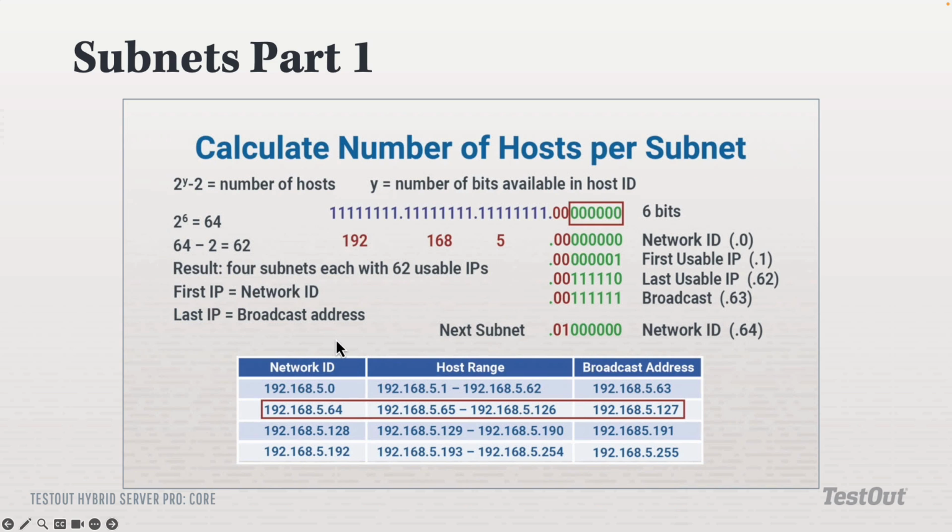If you want to calculate the actual number of hosts per subnet, it is 2^y minus 2, okay? Y is the number of bits that are available in the host ID. So if we look at our last example, we had 6 bits. So 2 to the 6th power is 64. I guess you guys can't see that. So 2^y minus 2, where y is the number of bits that are left after we borrowed. In this case, it's 6 bits that are left. So 2 to the 6th is 64 minus our 2.